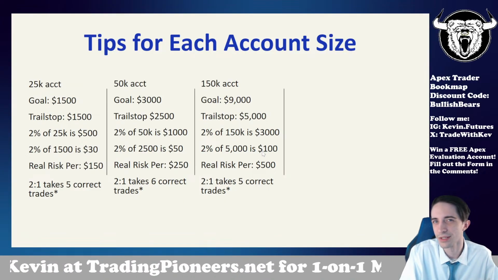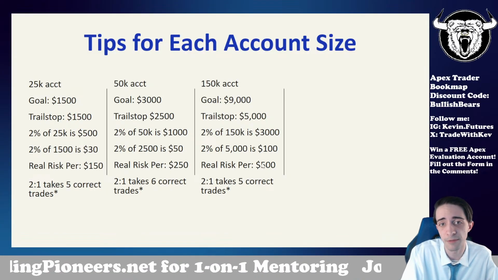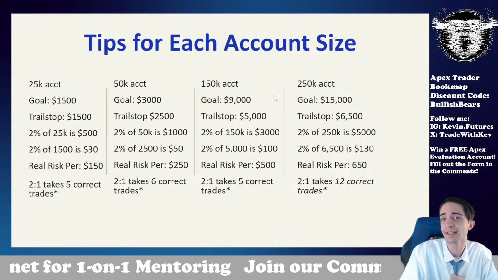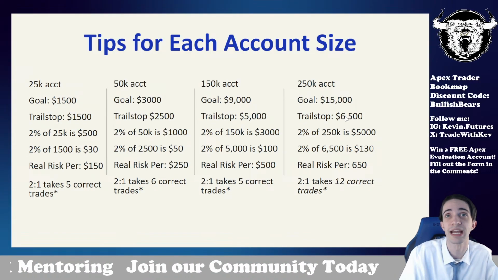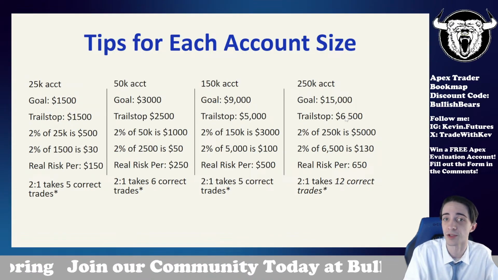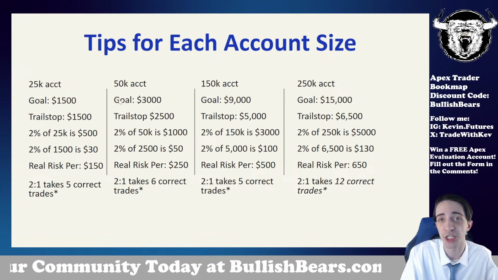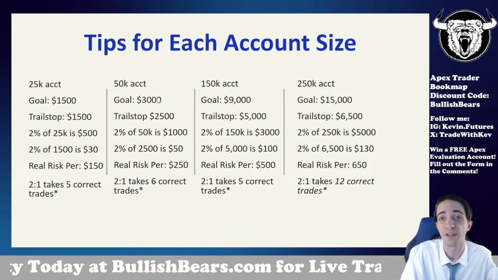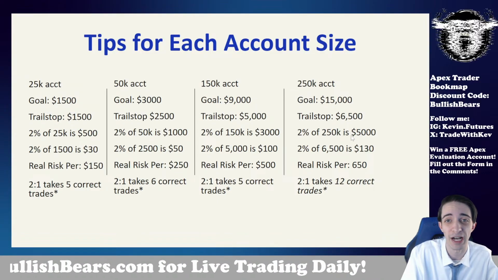It's a little ridiculous. We're going to be here for a long time. So real risk for this account, I would say probably about $500 as well. And 250k account, so goal is 15,000, trail stop 6,500. Now it's a complete 2-to-1 risk to reward on your goal versus trail stop. When we go to the lower accounts, it's much easier because your risk, your goal, and your trail stop are very similar in price. 2% of a 250k account is $5,000.